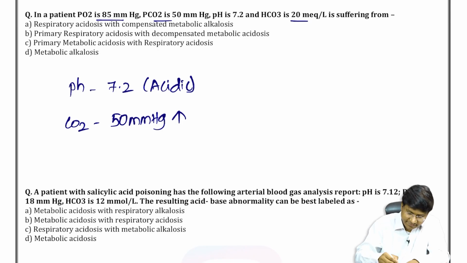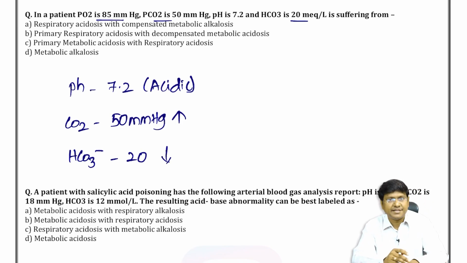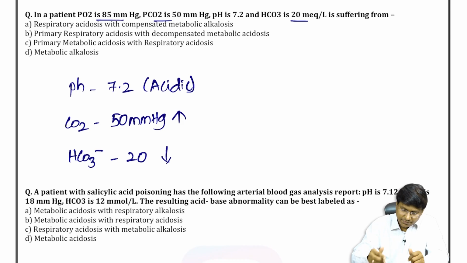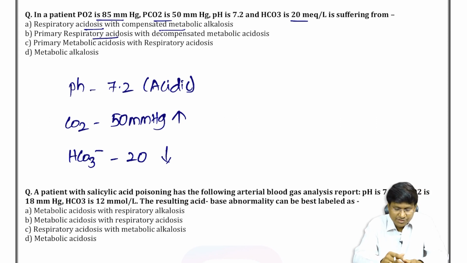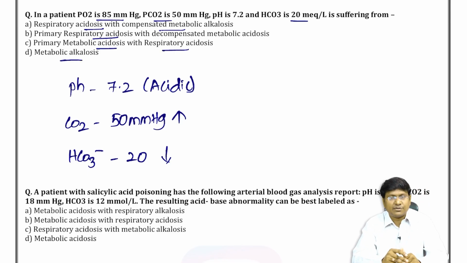Then followed by that, you take the bicarbonate. So bicarbonate is around 20 milliequivalents per liter. That means it is decreased. So both of them, carbon dioxide and bicarbonate, did not change in the same direction. They have changed in opposite directions. Now, what is this patient suffering from? Respiratory acidosis with compensated metabolic alkalosis, primary respiratory acidosis with decompensated metabolic acidosis, primary metabolic acidosis with respiratory acidosis, and metabolic alkalosis.